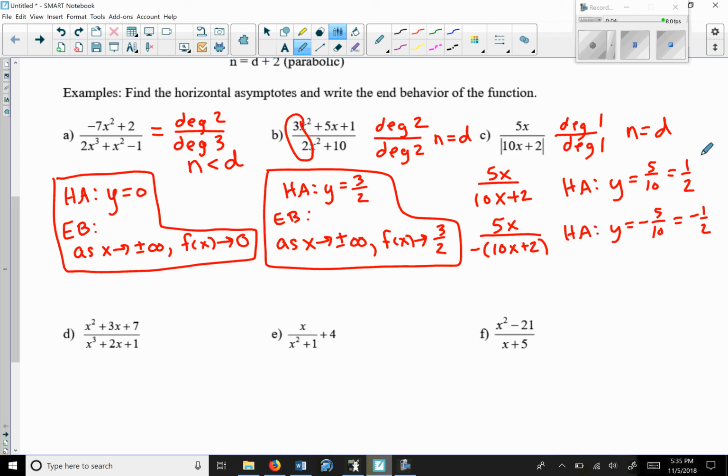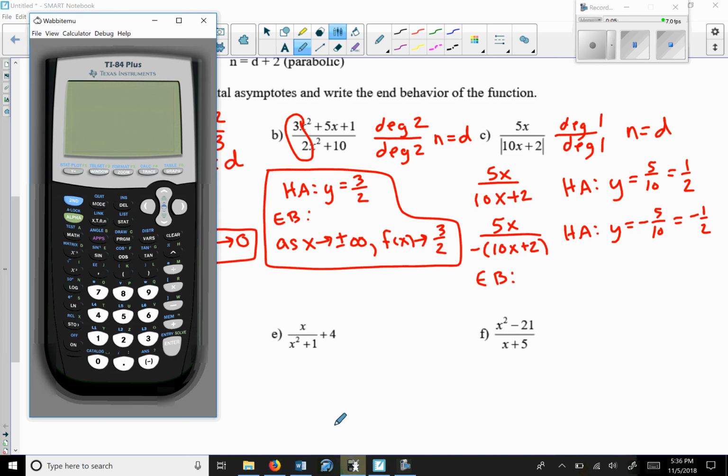And my end behavior, that means we have two different values we're looking at. So we would have to say, which way are we going? For the positive direction, we're approaching 1/2. And for the negative direction, we're going to approach -1/2. So let's look at the graph to kind of see.